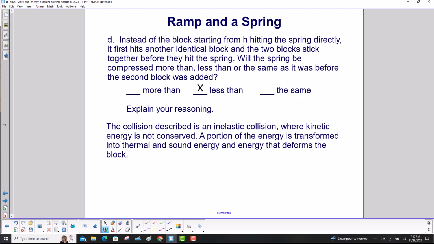Now we're going to have the block hit another identical block first, and the two blocks stick together before they hit the spring. Will the spring be compressed more than, less than, or the same as it was before the second block was added? It's going to be less than, because the collision described is an inelastic collision where kinetic energy is not conserved. A portion of the energy is transformed into thermal and sound energy, and energy that deforms the block.